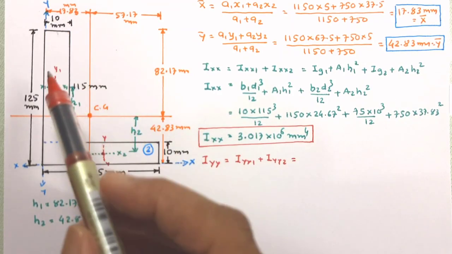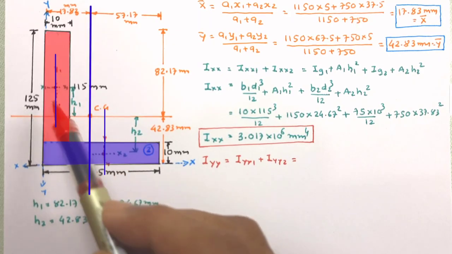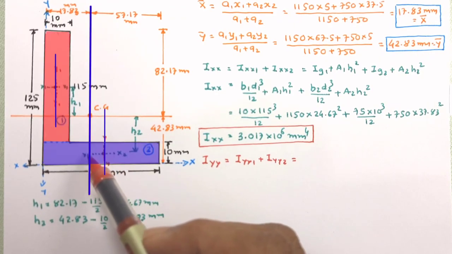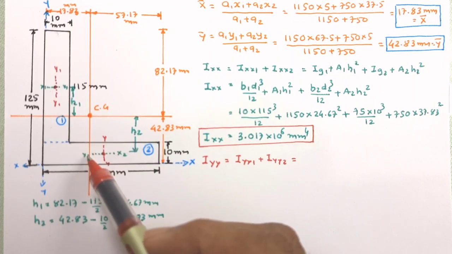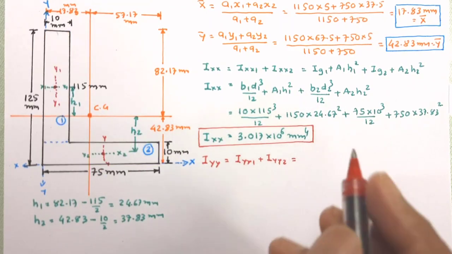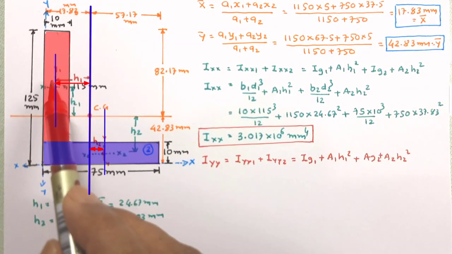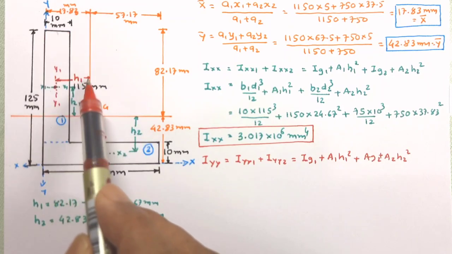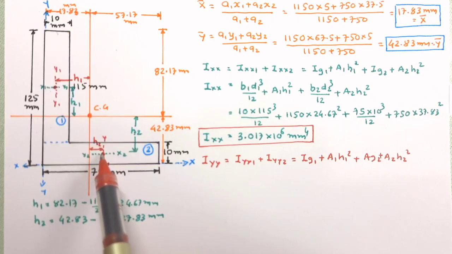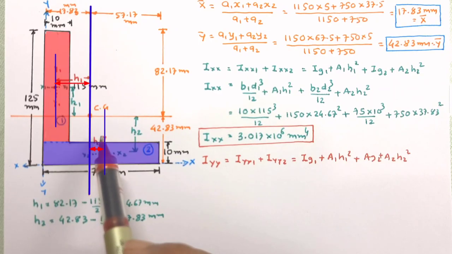For that, we have to determine the moment of inertia of figure 1 and figure 2 with respect to their own axis, and then it is to be transferred to the axis of the centroid of the complete figure. So for that, we'll use the parallel axis theorem as we have done in IXX. Let us write the equation. So the moment of inertia of the first figure is this, and it is to be transferred here. So this will be H1, and for the second figure, the centroid is here and it is to be transferred here. So this will be H2. So let us work out H1 and H2 first.